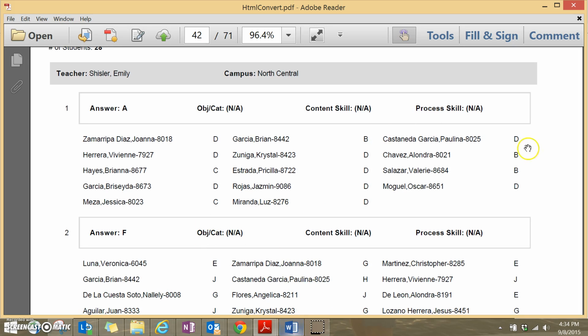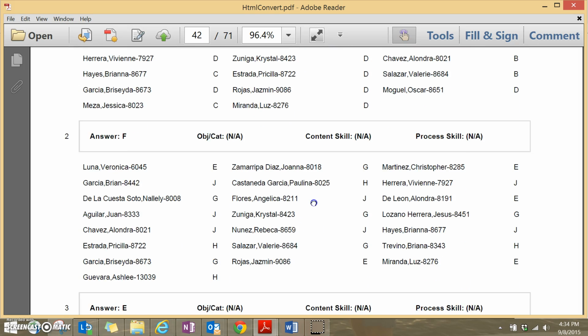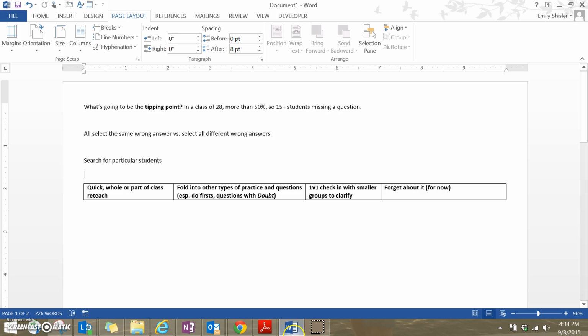What I'm going to recommend to you once you have this document is to think about it in a few different ways. The first one is I'm going to decide what's going to be the tipping point for my class in terms of misunderstandings. Now, it's the beginning of the year, and there are certainly some things that we just haven't taught yet. So I'm not particularly interested in doing massive reteaching because a lot of this is just new teaching that we haven't gone over yet. So I'm really only going to look at places where more than 50% of my students missed a question as something I'm going to want to focus my time on this year.